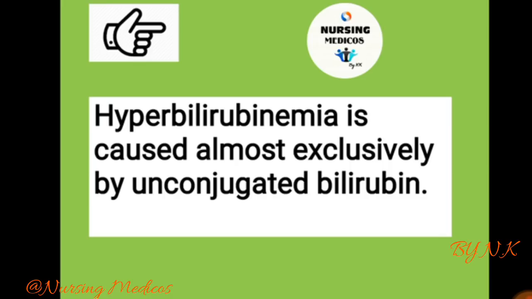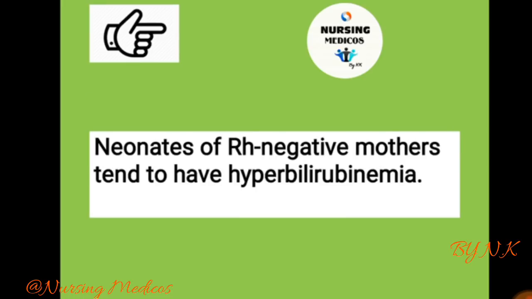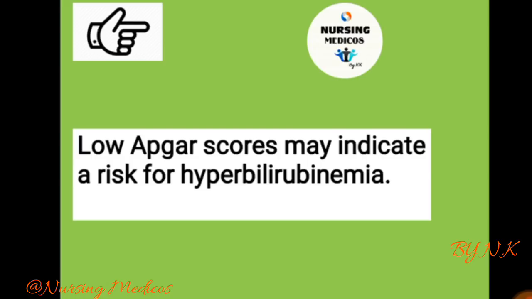Next, hyperbilirubinemia is caused almost exclusively by unconjugated bilirubin. Next one is neonates of Rh negative mothers tend to have hyperbilirubinemia. In case of an Rh negative mother, a low Apgar score may indicate a risk of hyperbilirubinemia.